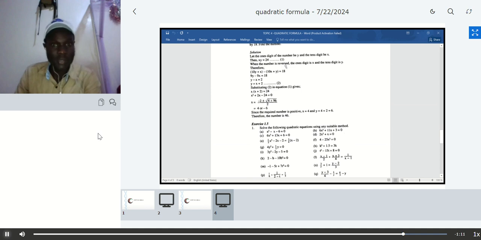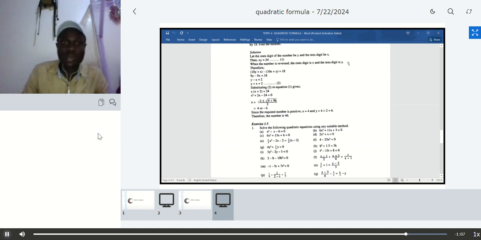When the number is reversed, the ones digit is x and the tens digit is y. Therefore, 10y plus x minus x plus y is equal to 18. So 9y minus 9x will be equal to 18. y minus x is equal to 2. So y is equal to x plus 2. This will form our next equation.